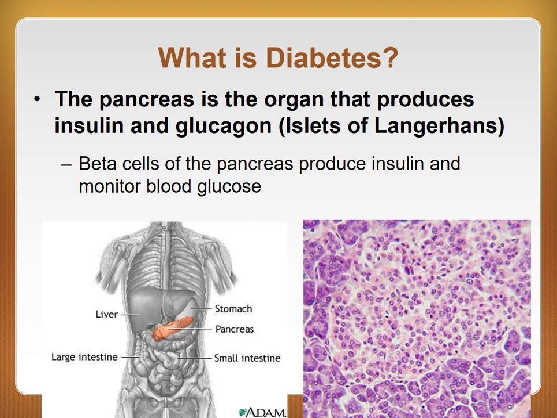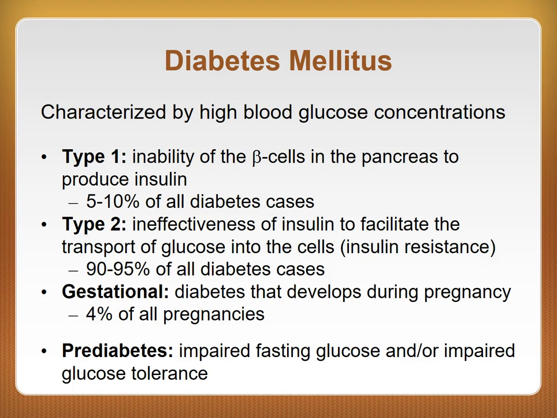As known, the pancreas is the organ that produces insulin and glucagon. In detail, beta cells of the pancreas produce insulin and monitor blood glucose. Diabetes is characterized by high blood glucose concentrations. Generally speaking, there are two types of diabetes: type 1 diabetes, destruction of insulin-secreting cells, heredity; and type 2 diabetes, delayed insulin secretion or impaired insulin reaction, insulin resistance, excessive glucose output from the liver.